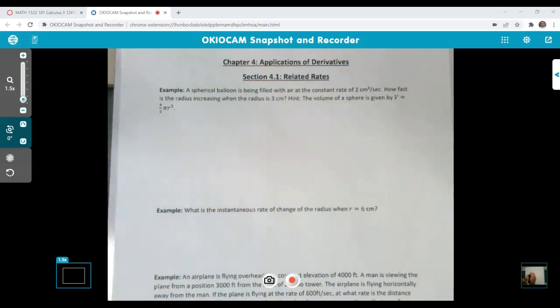Okay, so we can now move on to chapter 4, where I am going to apply everything we have learned in chapter 3, so that everybody knows why we need all of this stuff. Why do we need the rate of change? Why do we need all of that? We are going to learn that here. We are going to start with section 4.1, related rates.